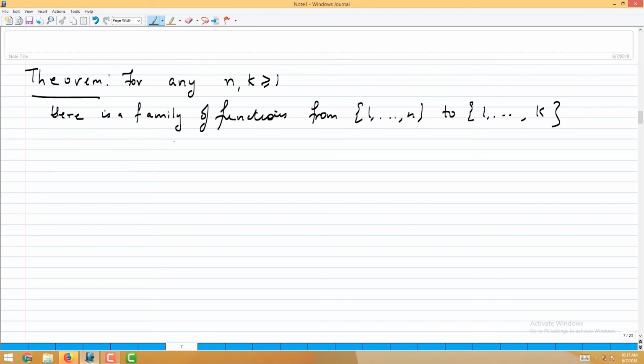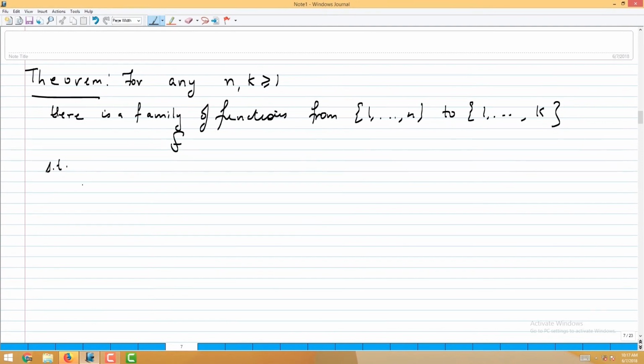So what is this? This is a family, and the family contains some functions. What are these functions? These are some functions from 1 to n, whose domain is 1 to n and range is 1 to k. Okay, it's a family of these functions which have a very, very nice property. What is this nice property?